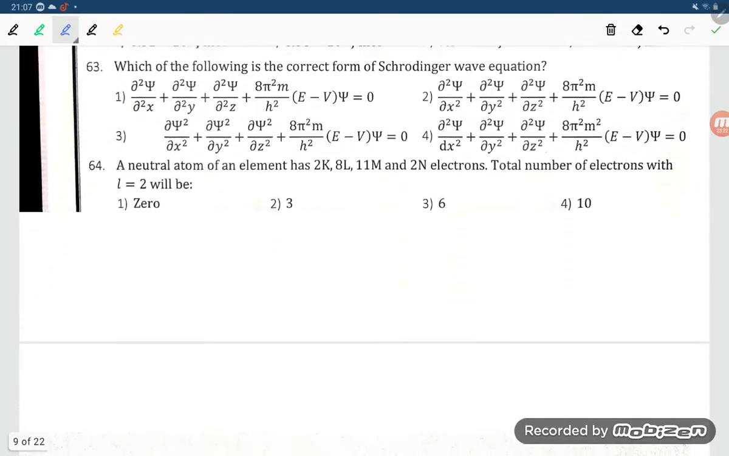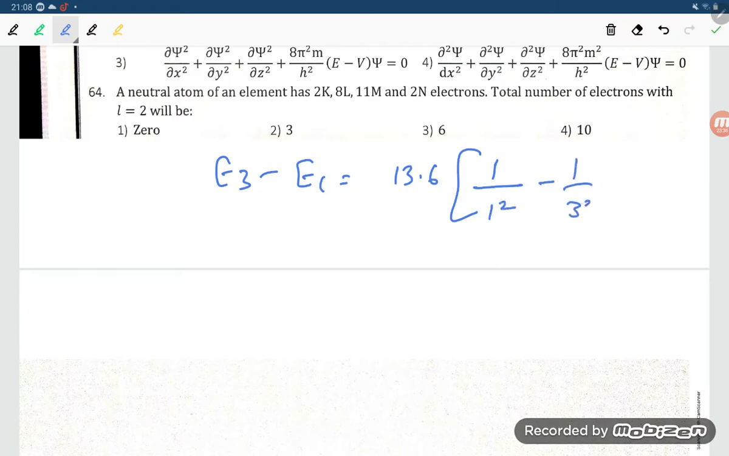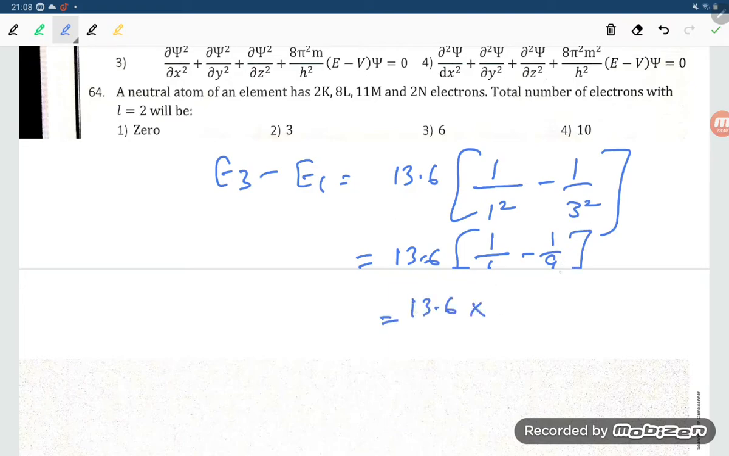So if you got E2 minus E1, the next one is E3 minus E1. How much is that? How can you do it, student? 13.6 is common, and Z is also common. Then it is 1 by 1 square minus 1 by 3 square. So how much is coming, student? 13.6 in bracket, 1 minus 1 by 9. So 13.6 into 9 minus 1 by 9, that is 8 by 9. So this is equation number 2.